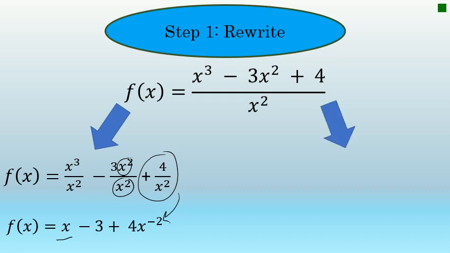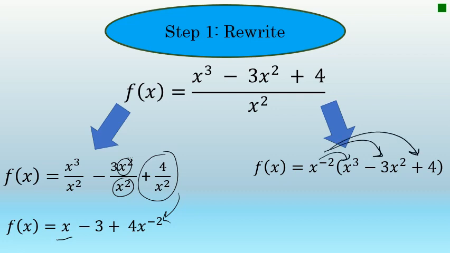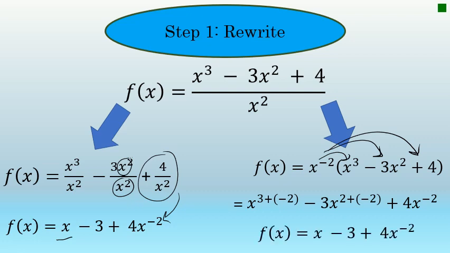Another way to find this same equivalent form would be to rewrite the x squared factor from the denominator in the numerator as x to the negative 2 power, and then distribute it to all 3 terms that started in the numerator. When distributing, you are multiplying, and when multiplying the same base, you add the exponents. After adding these exponents, you can see that you will arrive at the same function we did earlier. Now that we have rewritten the original function in a non-fraction form, in step 2, we will differentiate without the quotient rule.